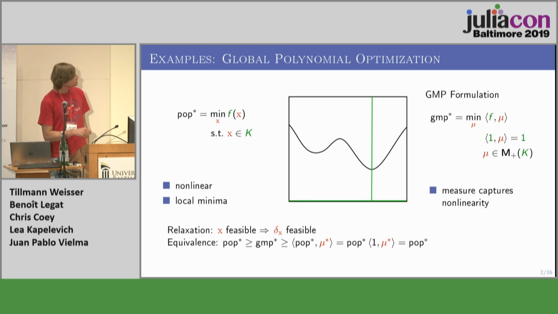Then if you look over here and replace your f by the optimal value, by this line here, and you integrate this line, you see that the optimal value is actually bigger than this. By linearity, you can take out the optimal value. And this is the only constraint I have here: the mass of my measure is 1. So I can forget about this and have this. So here you see the optimal value of the polynomial optimization problem is equal to the value of the generalized moment problem.